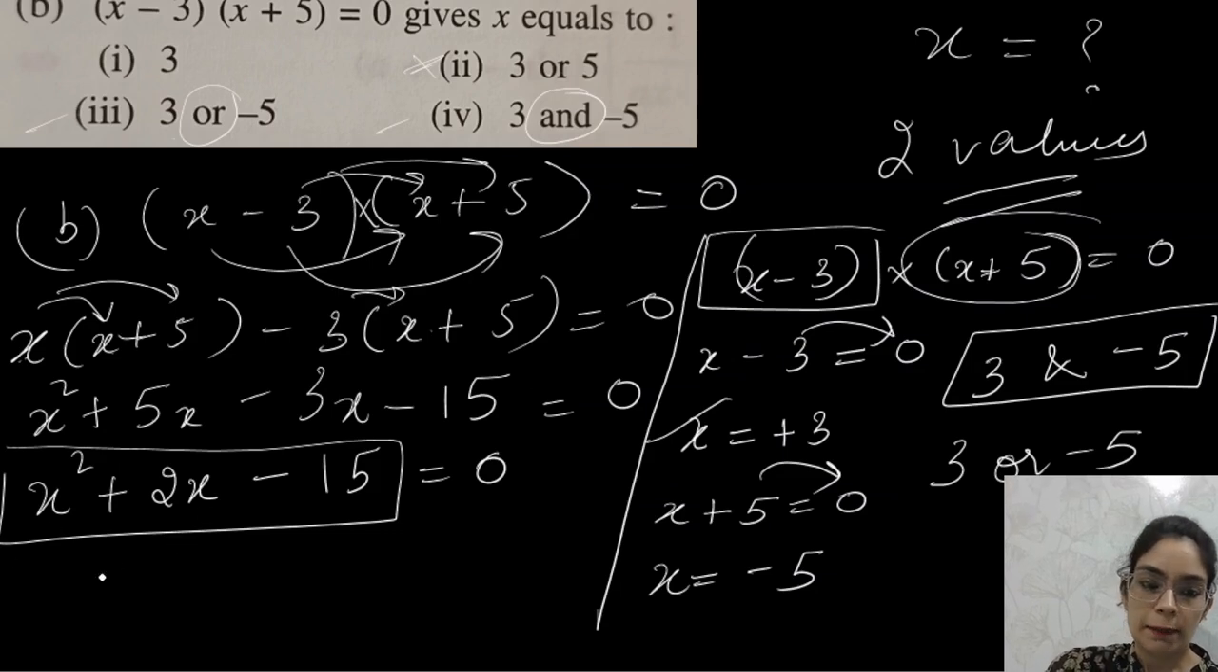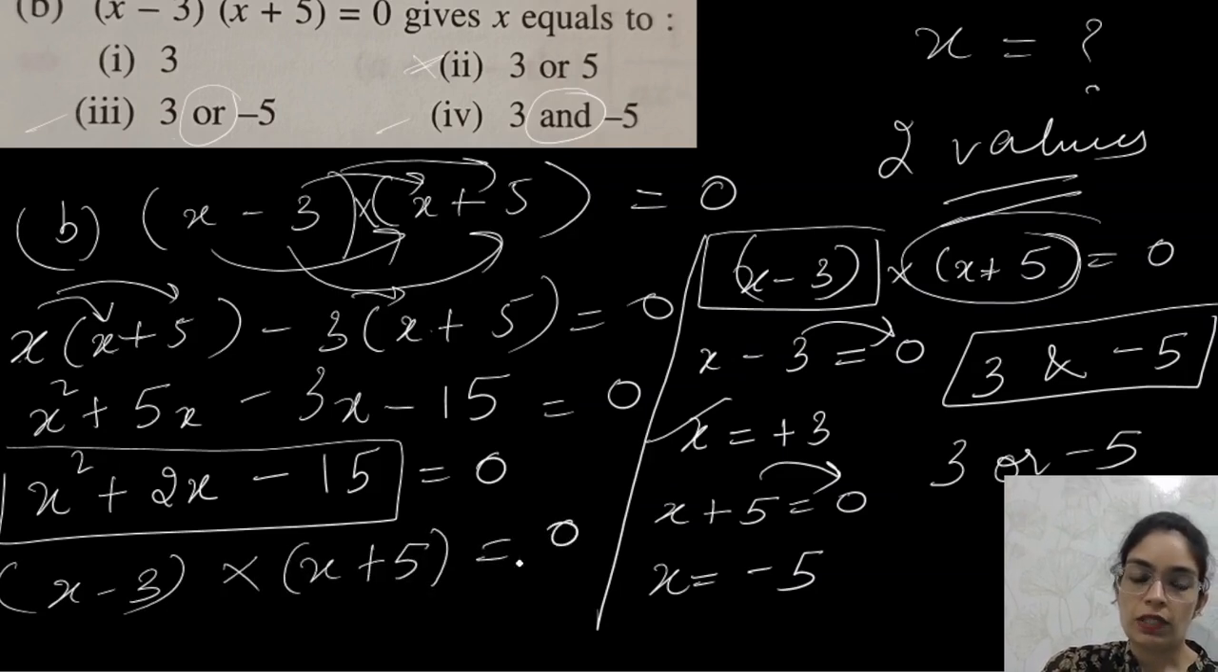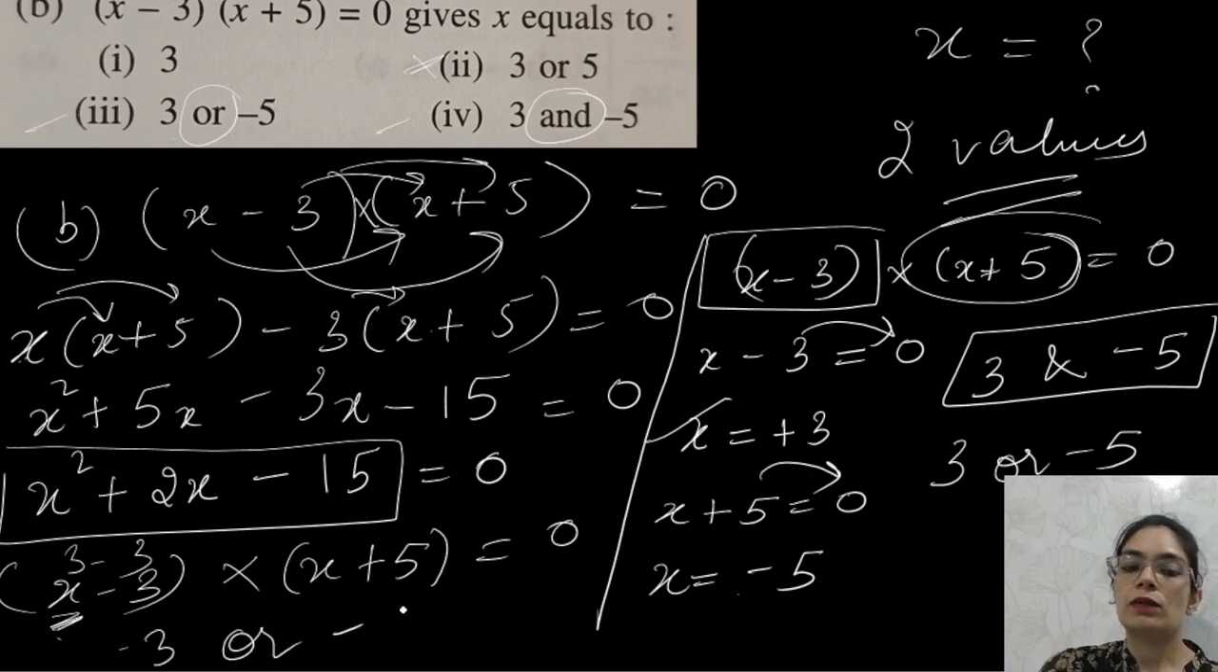Because see, when I'm writing x minus 3 into x plus 5 is equal to 0, at one time I can substitute the value of x as 3, and when I substitute the value of x as 3, this will become 0. Another time I can substitute the value of negative 5. So once I can substitute 3 and the other time I can substitute negative 5. So this is either x is equal to 3 or x is equal to negative 5.